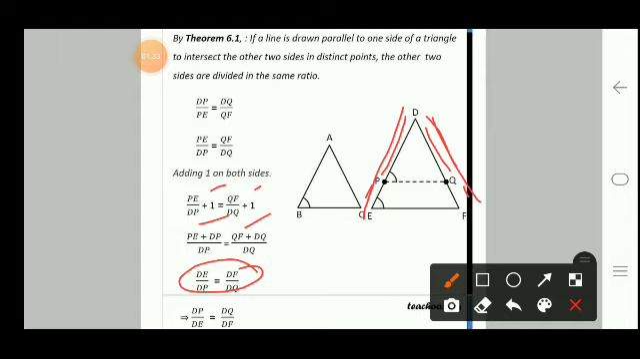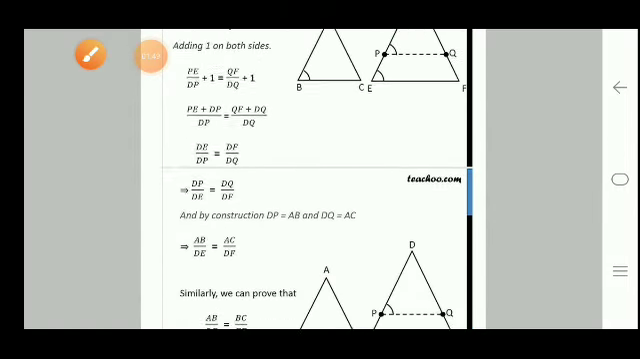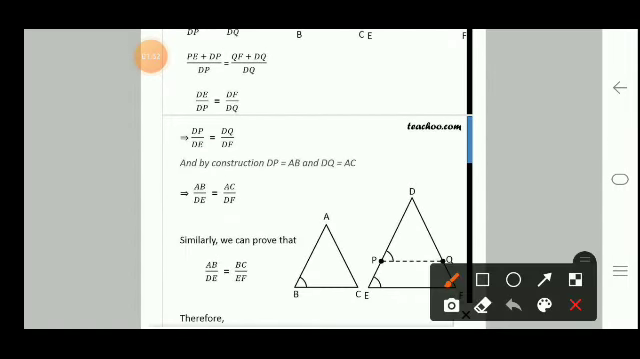So straight away also, yes, we can say that the triangles are similar. So with the help of that we can do it. We are using BPT, so we have DP over DE is equal to DQ over DF. Now, as we all know, by construction we have DP equal to AB and DQ equal to AC. So in place of DP we substitute AB, and DQ by AC. So we have AB over DE is equal to AC over DF. Similarly we can also prove that AB over DE is equal to BC over EF.